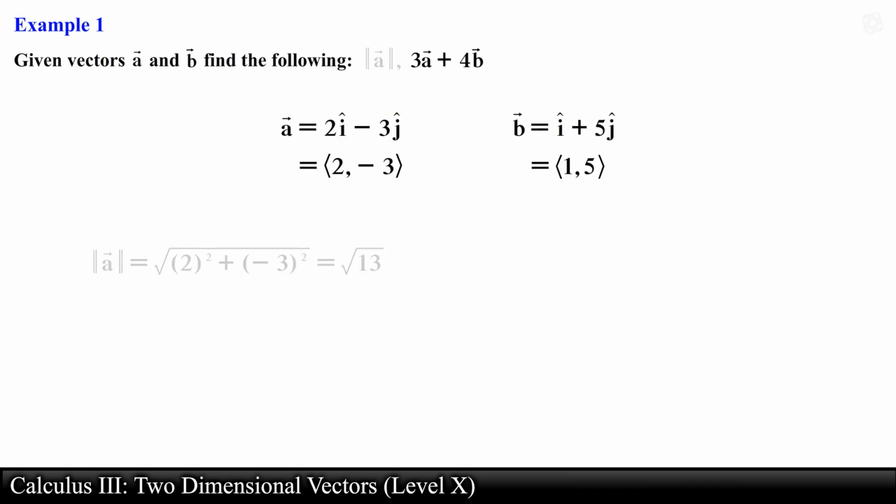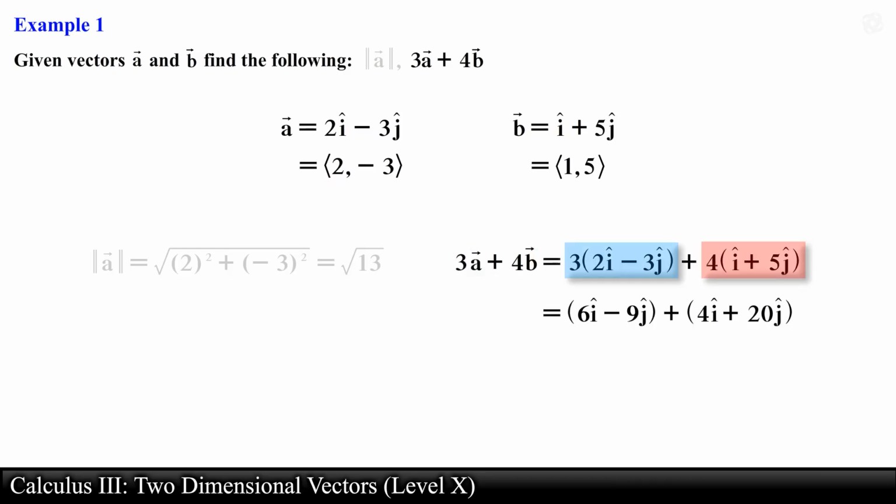Alright, now let's find 3 times vector a plus 4 times vector b. We first need to carry out a scalar multiplication for each vector as follows, making sure we distribute the scalar for each unit vector. Then we collect like unit vectors, which simplifies to 10 i hat plus 11 j hat. Alright, let's try the next example.